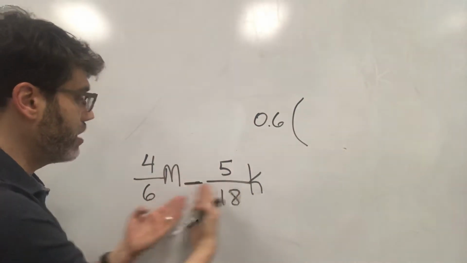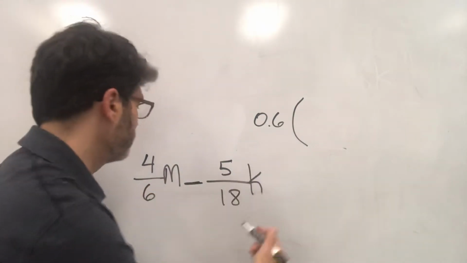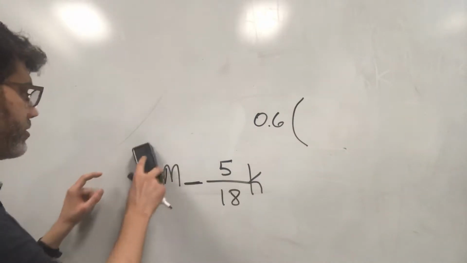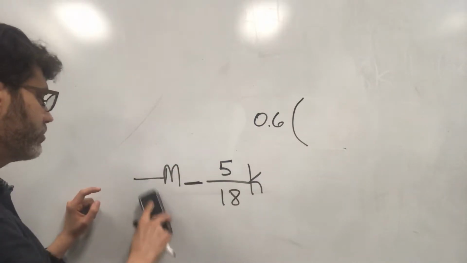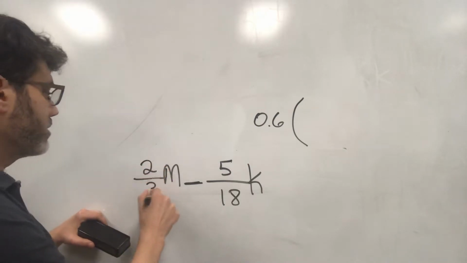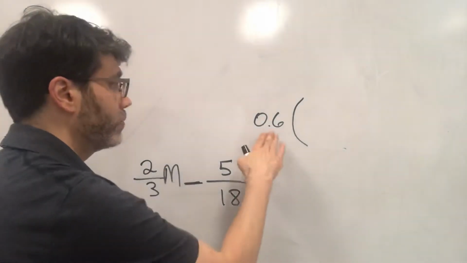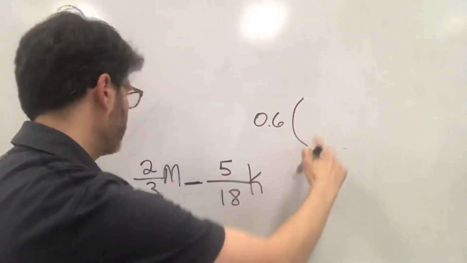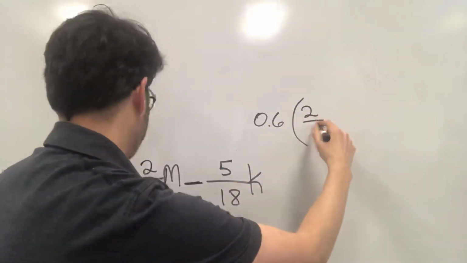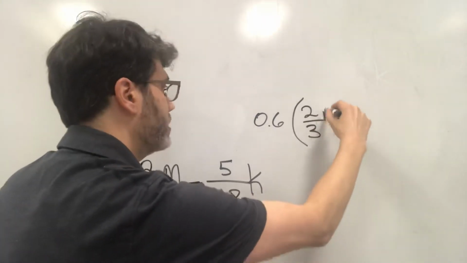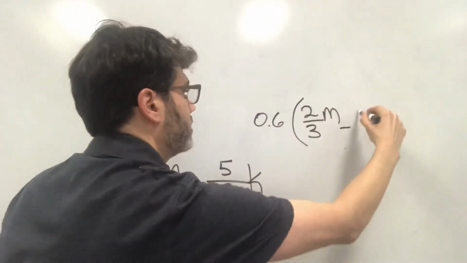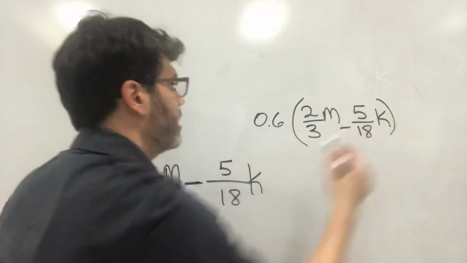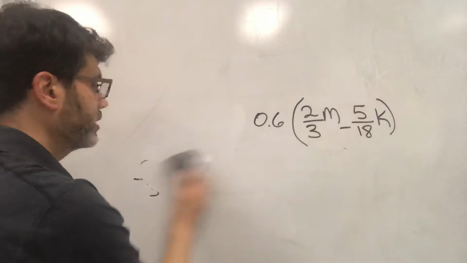We're subtracting it from 4/6 m. So we'll do that. By the way, 4/6 can be reduced to 2/3. So if you can reduce, you should reduce. Make things easier. Okay, so now we had 60% of this whole difference. So now we just got to pop this into our parentheses. 2/3 m minus 5/18 k. All right, and so that is our expression.